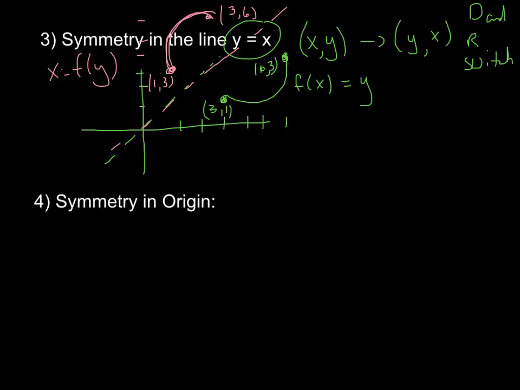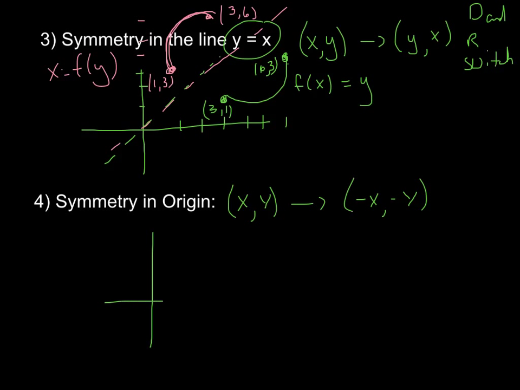Alright, and then there was one more type of symmetry that we haven't really talked about, and that's symmetry in the origin. And what happens here? Well, all your original ordered pairs, x, y, they don't stay x and y. You don't just flip x, you don't just flip y. You flip both. So, you flip, make it negative x and negative y. This actually reflects over the x-axis, the y-axis, and you take the opposite sides.